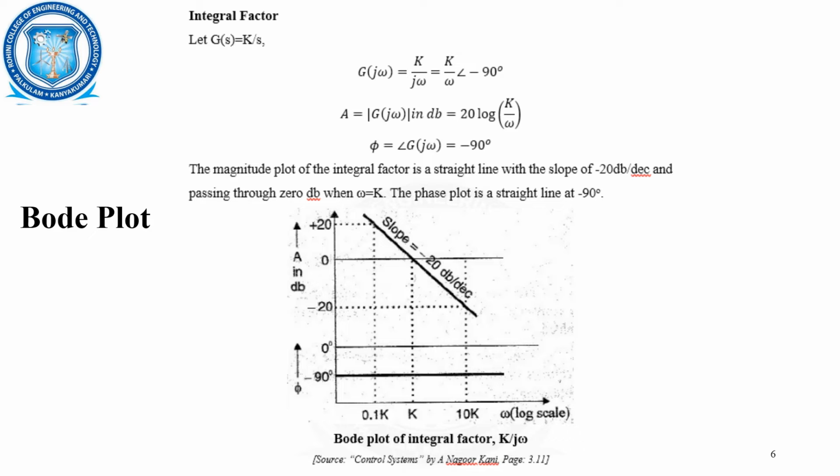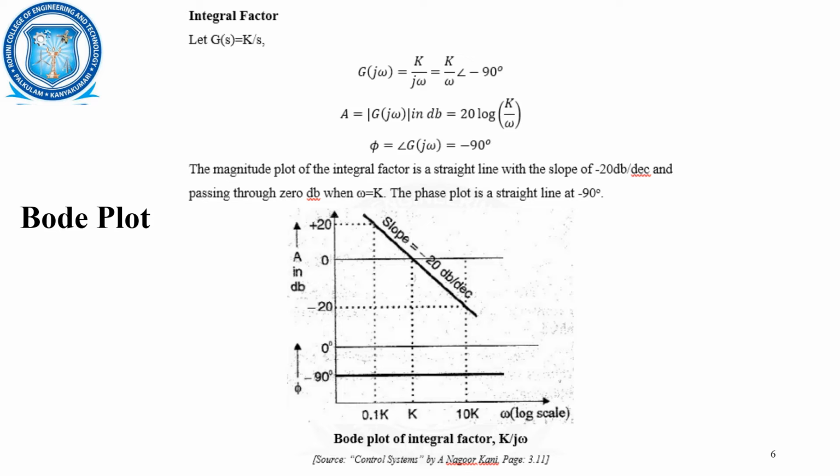If we consider the real part, it is 0 here; only the imaginary part is present. This is j omega alone. So tan inverse of the imaginary part, omega, divided by the real part, 0, is automatically tan inverse of infinity. Tan inverse of infinity is nothing but 90 degrees, and since it is present in the denominator, we put it as minus 90.